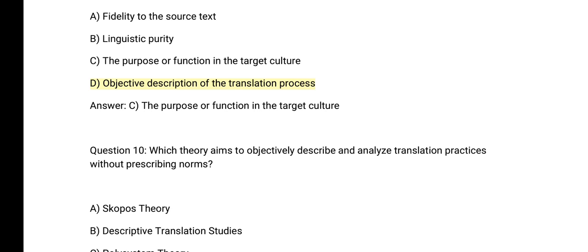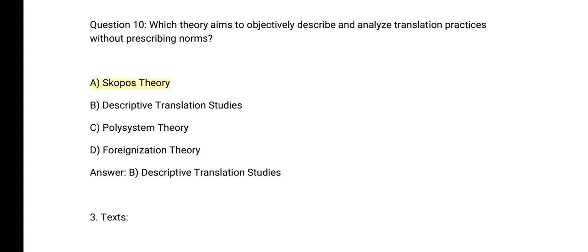Question 10. Which theory aims to objectively describe and analyze translation practices without prescribing norms? A. Skopos theory. B. Descriptive translation studies. C. Polysystem theory. D. Foreignization theory. Answer. B. Descriptive translation studies.